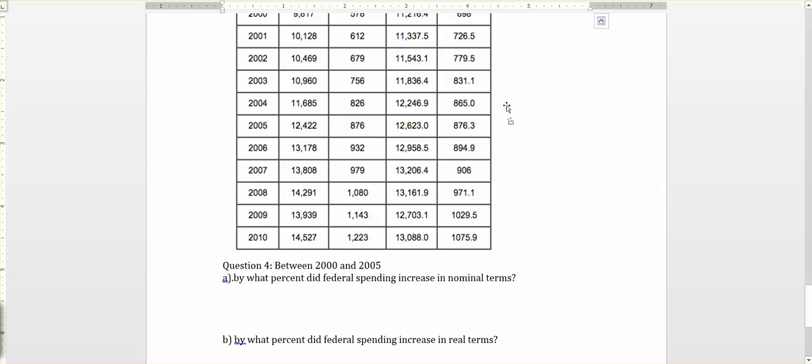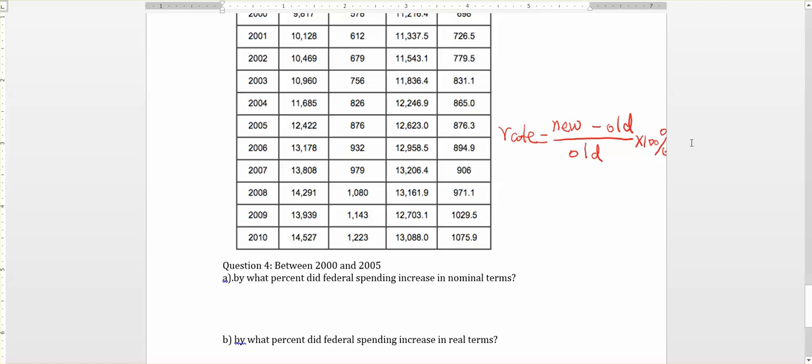The rate, no matter if it's an increasing or decreasing rate, is equal to the new number minus the old number, divided by the old number, or the old year, times 100%. You need to remember this formula. Now we can start to calculate the first question.